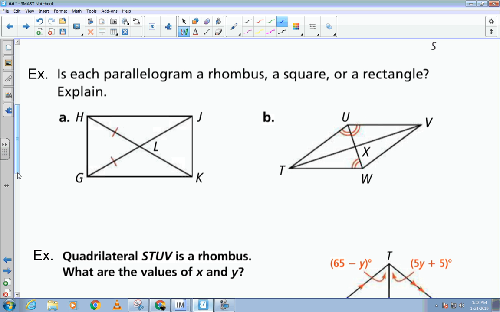Now, we're working with the diagonals. So what do we know about the diagonals of a parallelogram? They bisect each other. So if this is a 1 dash, this is a 1 dash, this is a 1 dash, this is a 1 dash, what does that tell me about these two diagonals? They're congruent. So what kind of parallelogram has congruent diagonals?